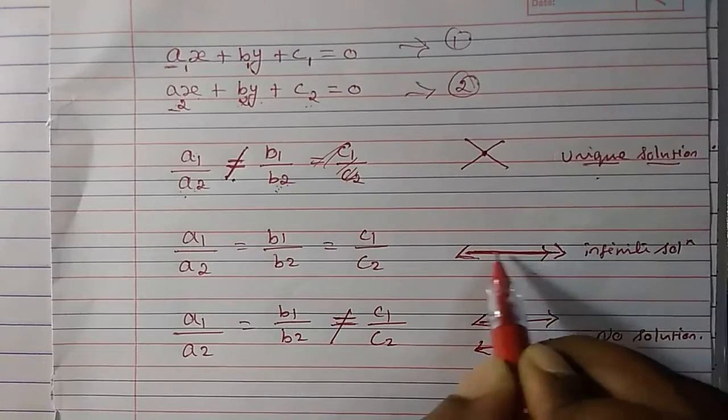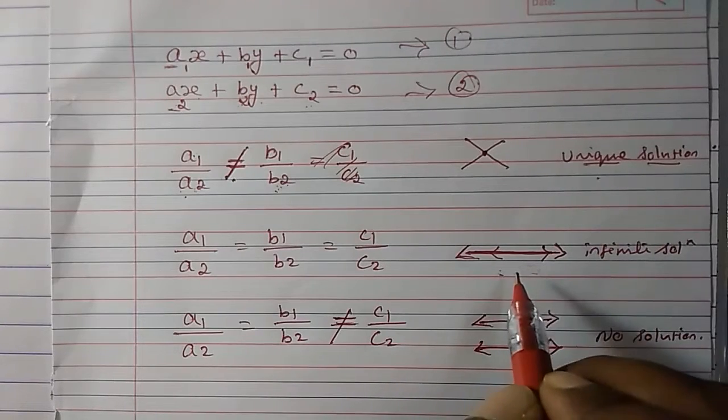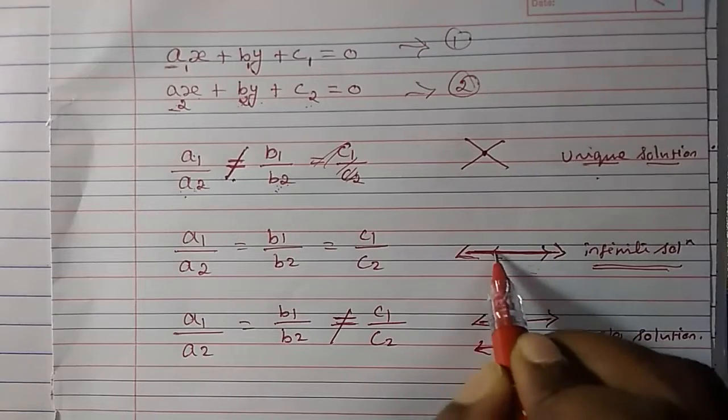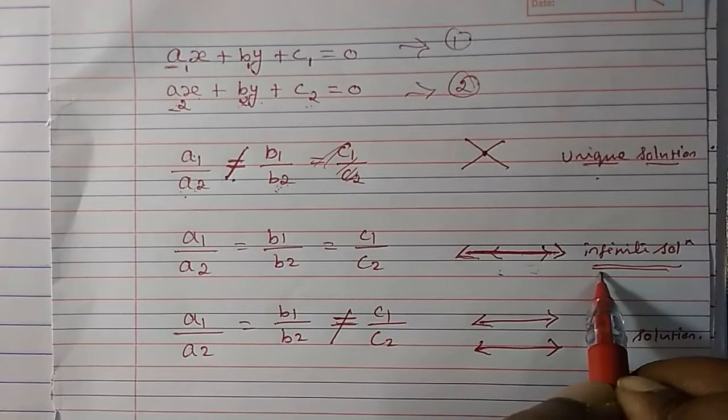So two lines will be there on this. We call it a coincident line, and that is the graph. Then we call it infinite number of solutions. Why? Because so many points, both the lines are touching. So that's why we call it infinite solutions.